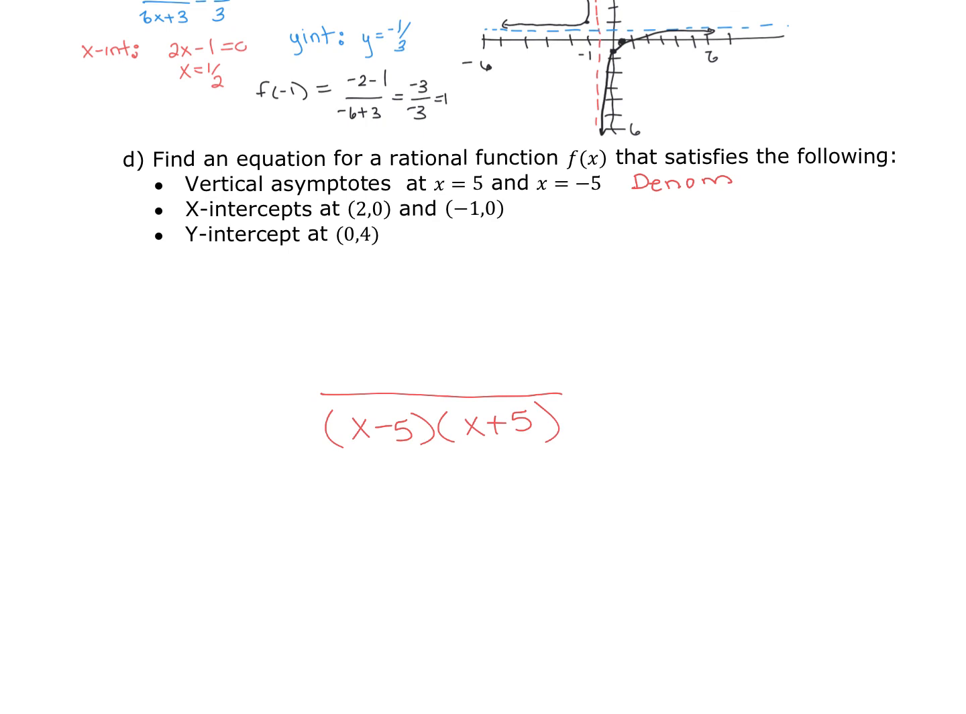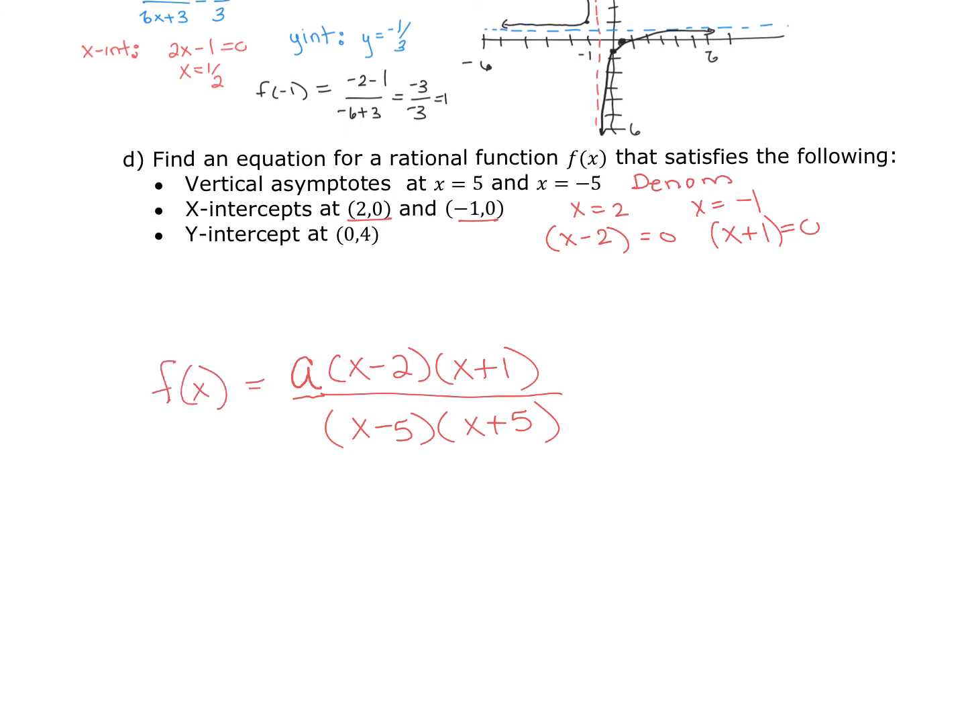We have x-intercepts of 2 and -1. And so if I move that over, I get x minus 2 and x plus 1. And those come from the numerator. So we have (x minus 2)(x plus 1) on top. And we have some stretch factor that we don't know. But we do know that if we plug in a 0 for x, we should get 4.